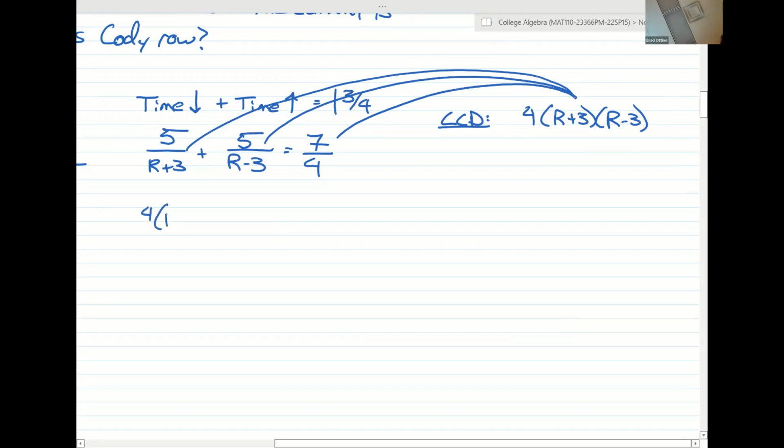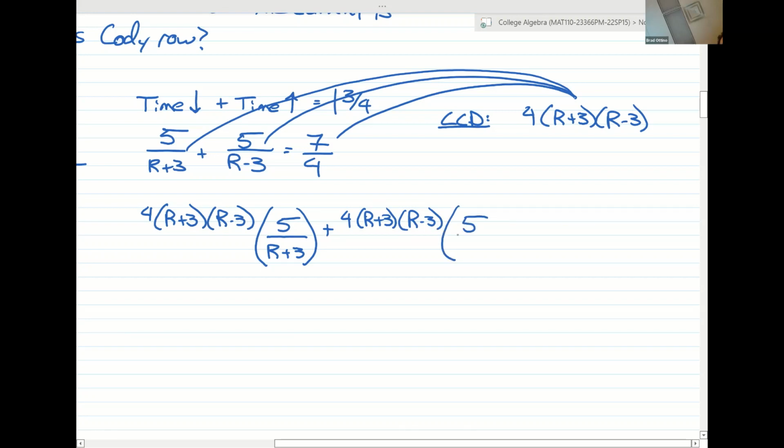I'm going to multiply by 4 times r plus 3 times r minus 3. Multiply that by 5 over r plus 3, plus 4 times r plus 3 times r minus 3 times 5 over r minus 3, equal to 4 times r plus 3 times r minus 3 times 7 over 4.